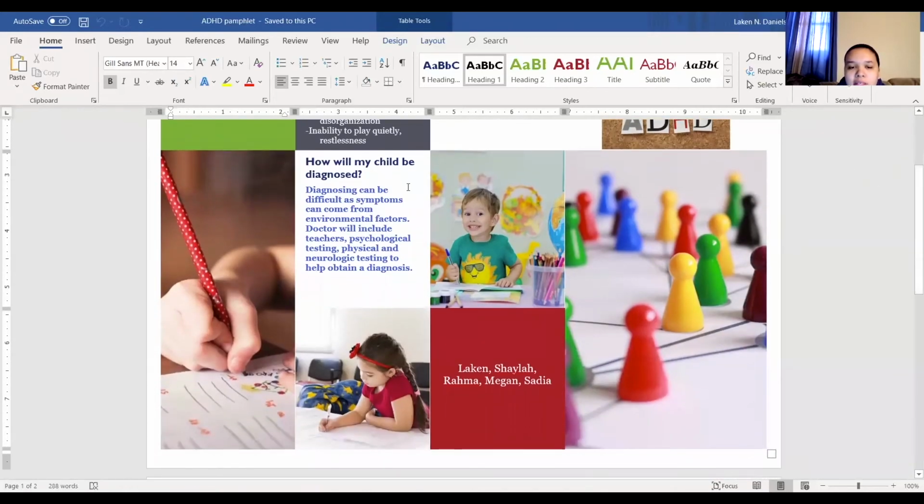How would my child be diagnosed? Diagnosing ADHD can be difficult as symptoms can come from the environmental factors that the child is in. The doctor will include teachers, psychological testing, and physical and neurological testing to help attain the diagnosis.